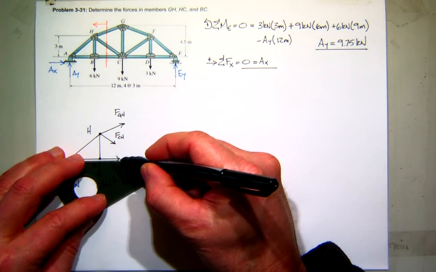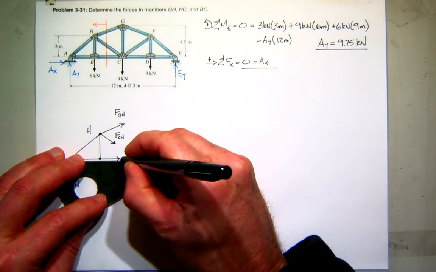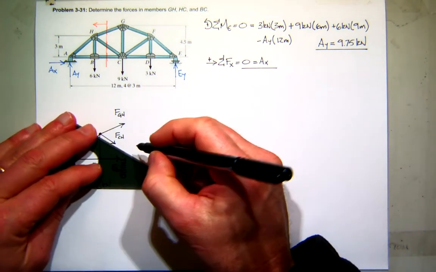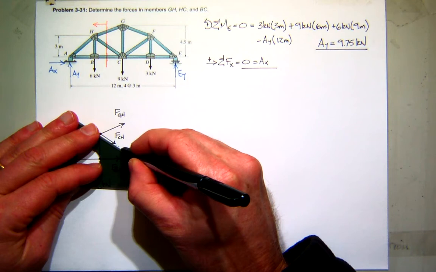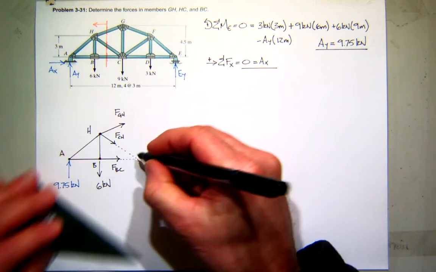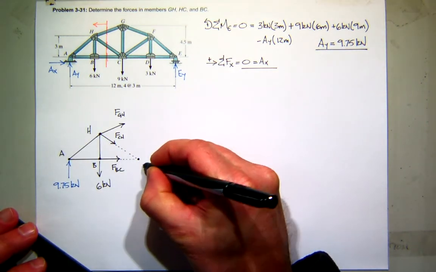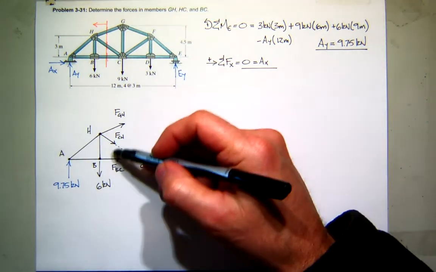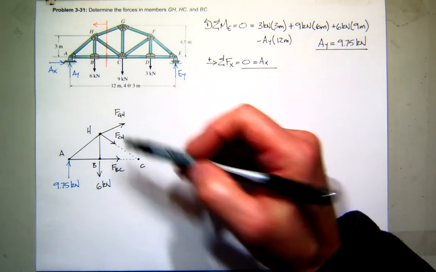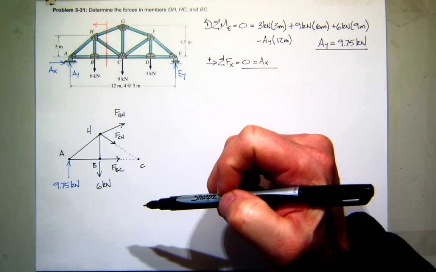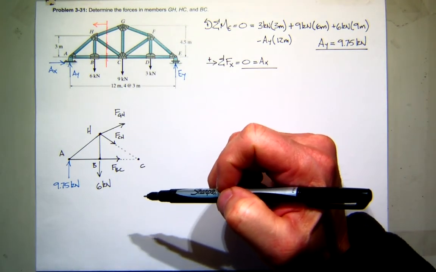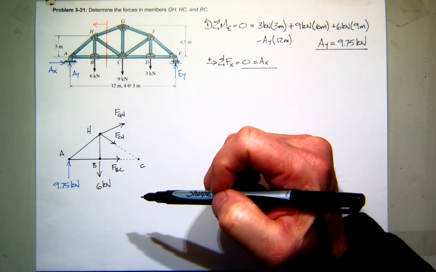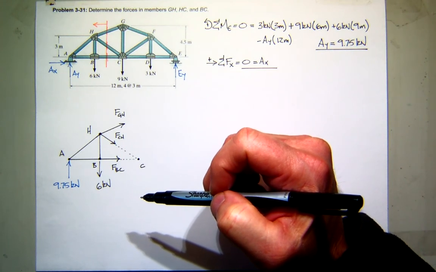So let's, if we did a little projection out, we would see that those two pass through C. So I should be able to get GH. Is there another point where some forces might be concurrent?